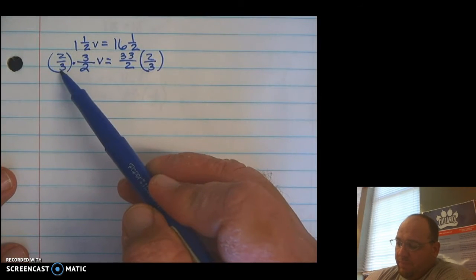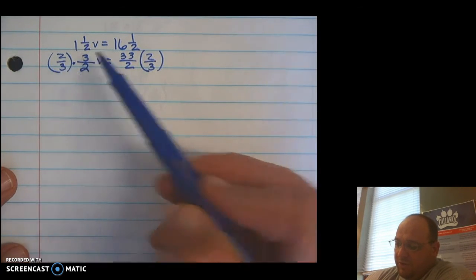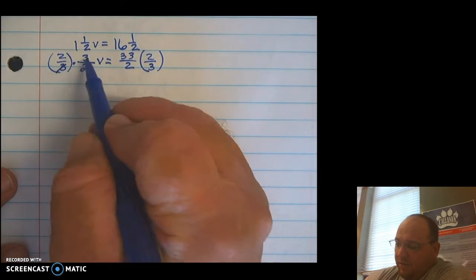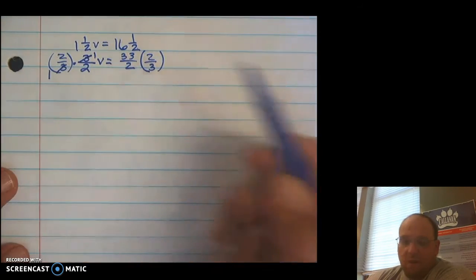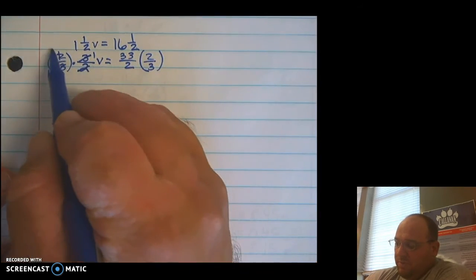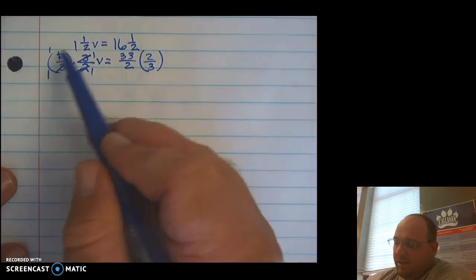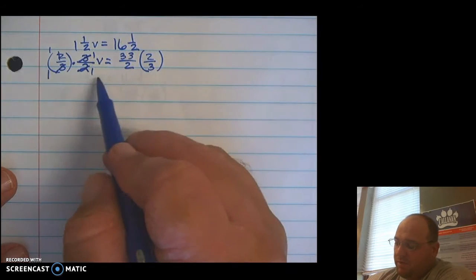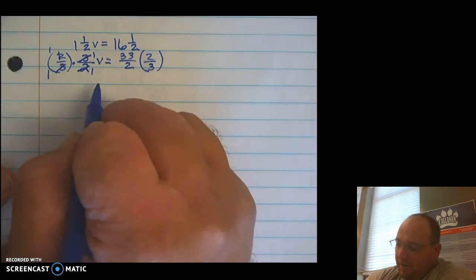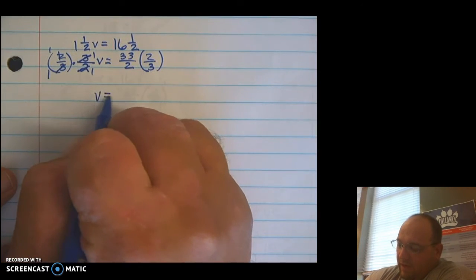Again, I'm going to simplify this left side first, this 2 over 3 and 3 over 2. I know that 3 and 3 simplify down to 1 and 1. 2 and 2 simplify down to both 1s. Again, just like before, 1 over 1 times 1 over 1 is 1. 1 times v, identity property again, gives me an answer of v.